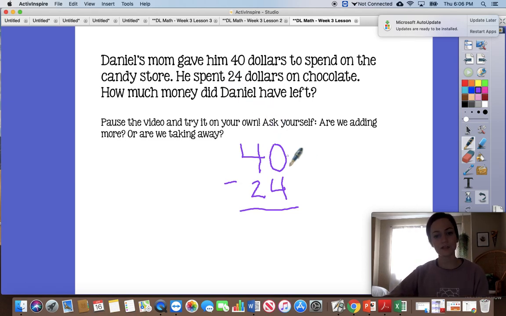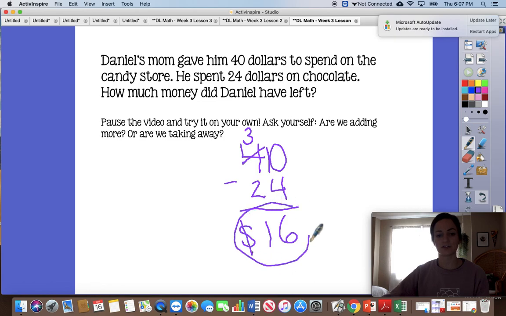Okay, 0 ones minus 4 ones. Can't do that, right? So I got to go borrow from my tens or ungroup it. Now I have 3 tens and I'm going to give myself 10 ones. 10 minus 4 is 6. 3 tens minus 2 tens is 1 ten. So Daniel has $16 left over. Okay, that's what he has left. Let's look at another one.